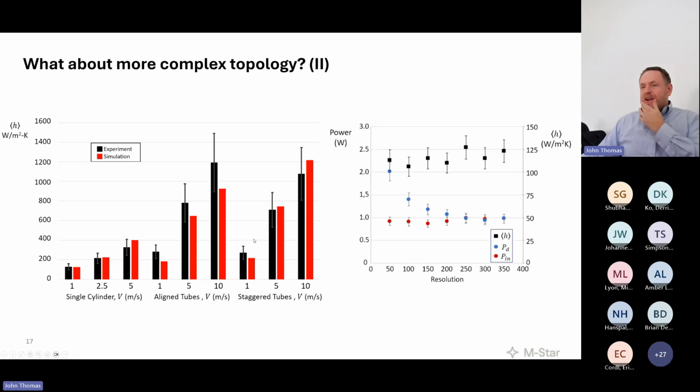But let's get to the more interesting stuff here. So here I am, that same semi-empirical boundary layer convective wall model applied to single cylinders, aligned tubes, staggered tubes. I have the experimental correlation with the associated uncertainty, and the simulation. Consistently, we can get within that measured value's uncertainty.